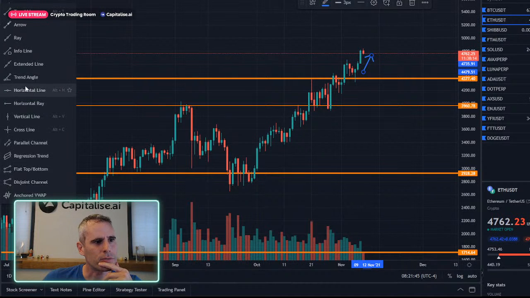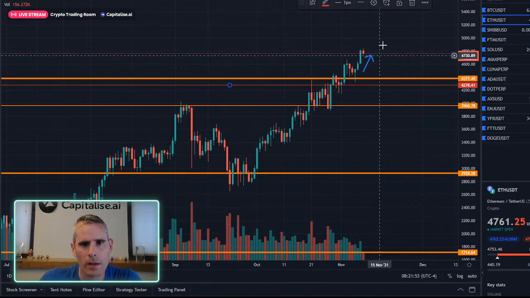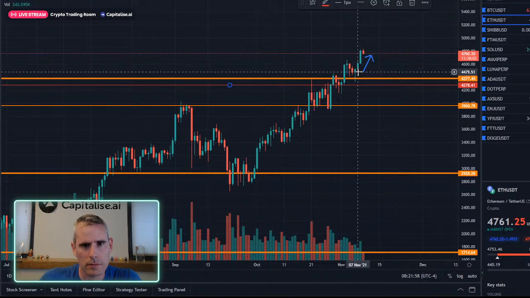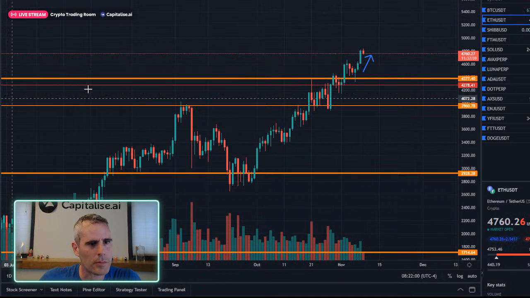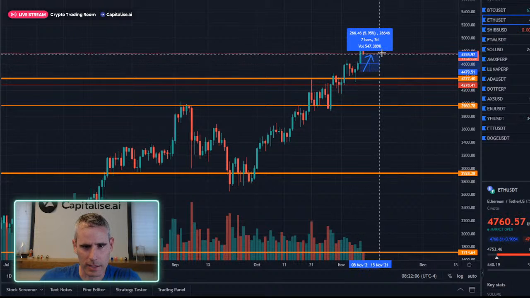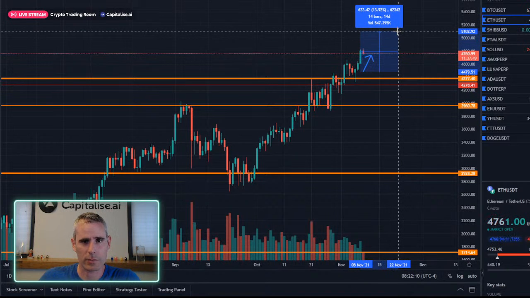Let's put a line for a stop. I would put my stop here, and then let's see how much I'm risking. So if I'm risking $200, I want to get at least 3 times on my money. I would say 600 is the minimum.